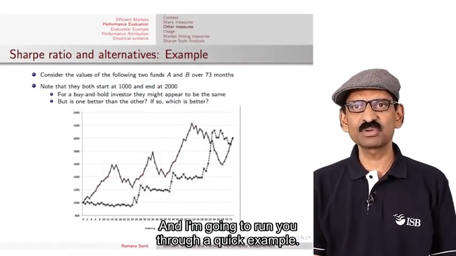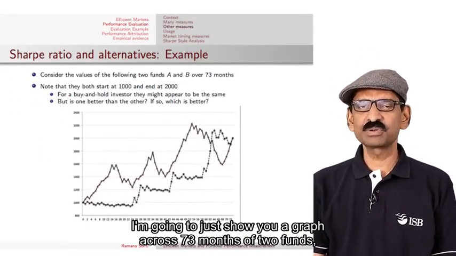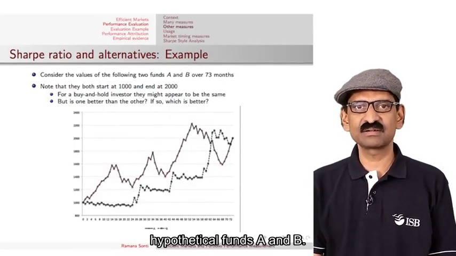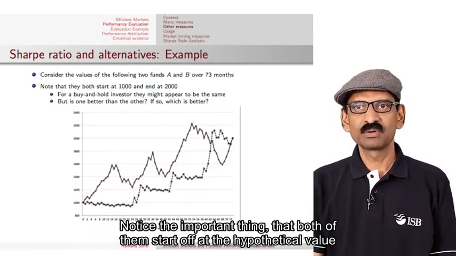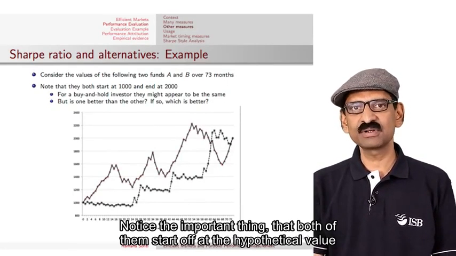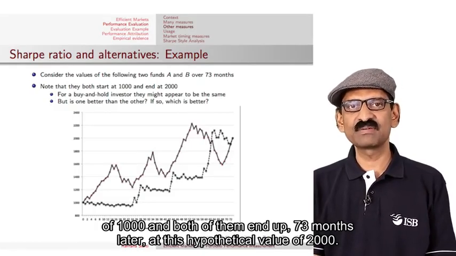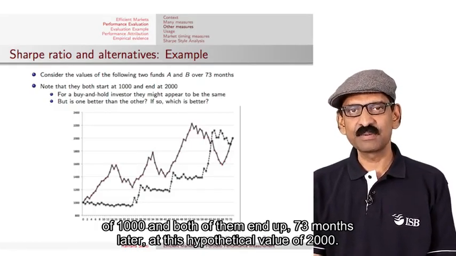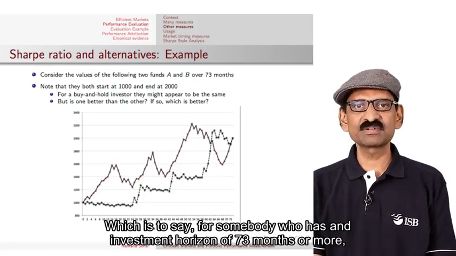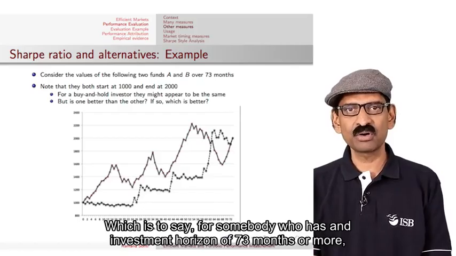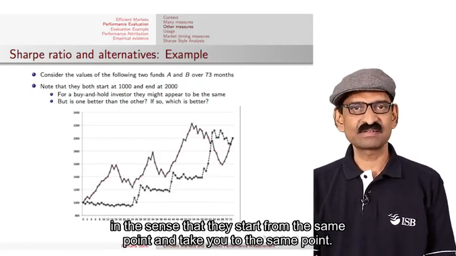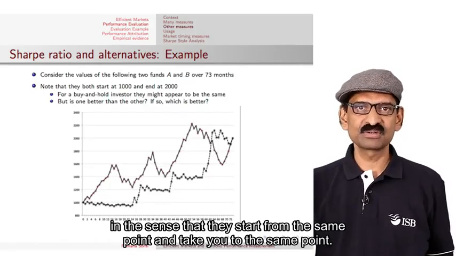Now, I'm going to run you through a quick example. I'm going to just show you a graph across 73 months of two hypothetical funds, A and B. Notice the important thing that both of them start off at a hypothetical value of 1000 and both of them end up 73 months later at this hypothetical value of 2000, which is to say, for somebody who has an investment horizon of 73 months or more, both of these funds might look identical in the sense that they start from the same point and take you to the same point.